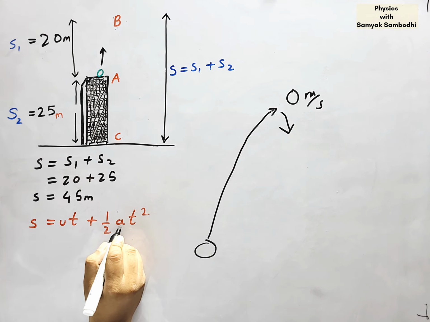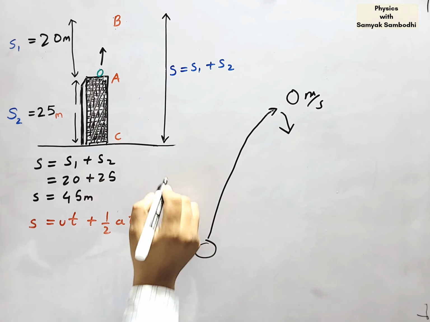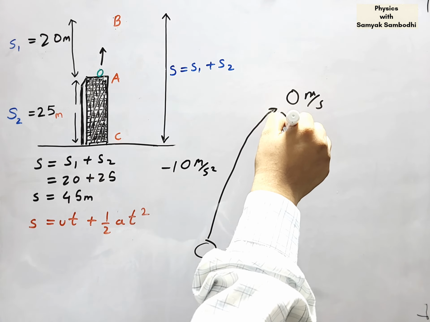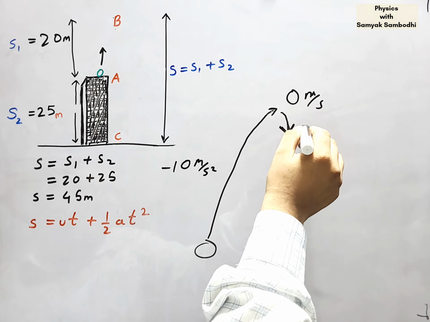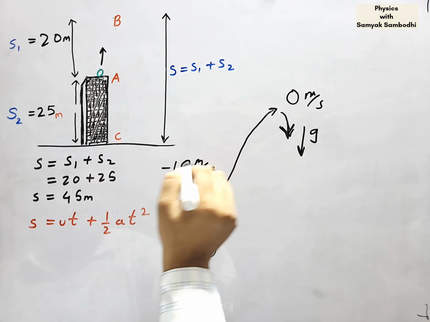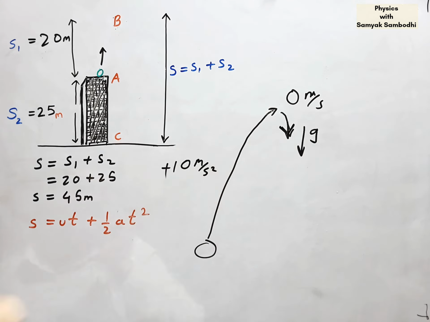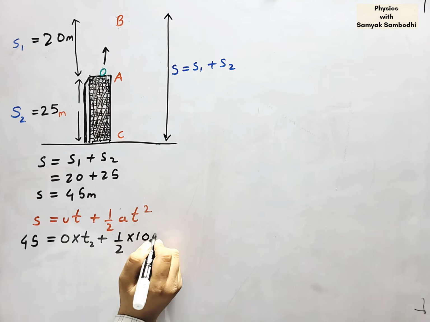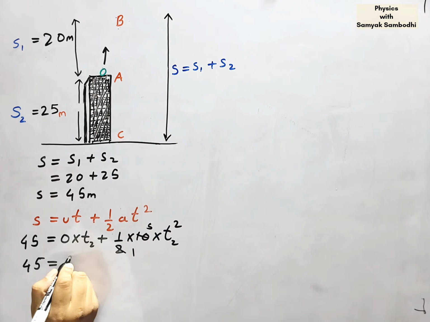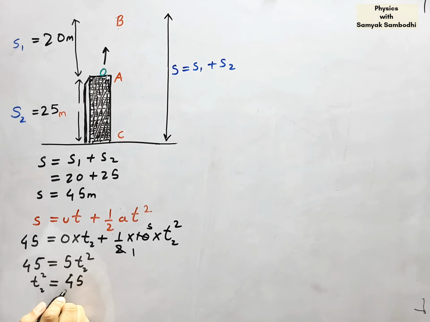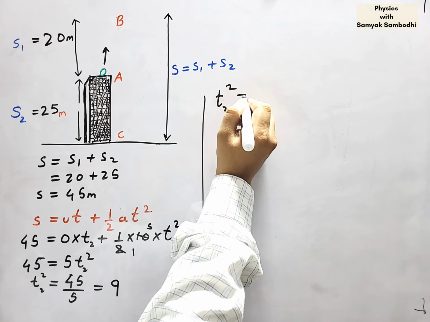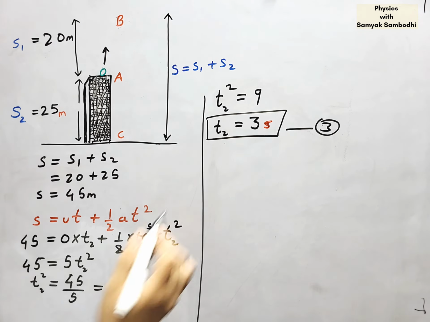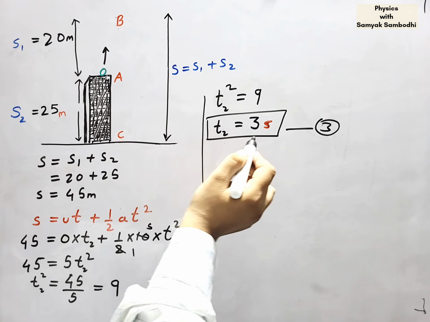And also the acceleration due to gravity, which in the previous equation we had taken as minus 10 meters per second square. But in this condition, the direction of motion is the same as the direction of acceleration due to gravity. So in this case, the acceleration due to gravity will be plus 10 meters per second square. So the time taken for the ball to travel from B to C is 3 seconds.